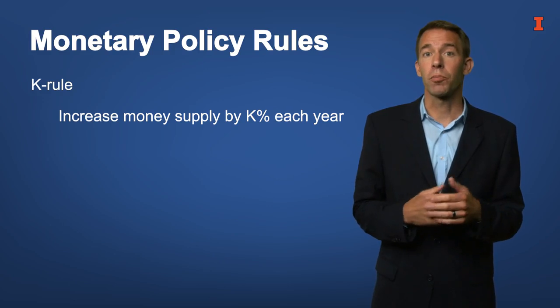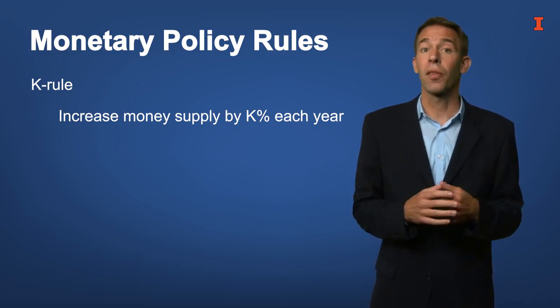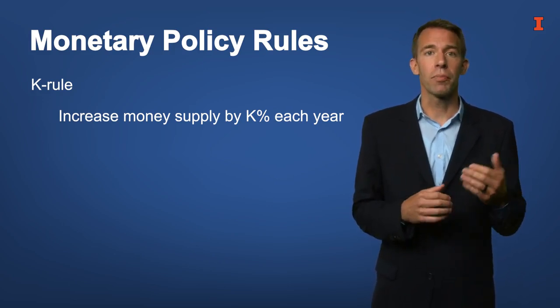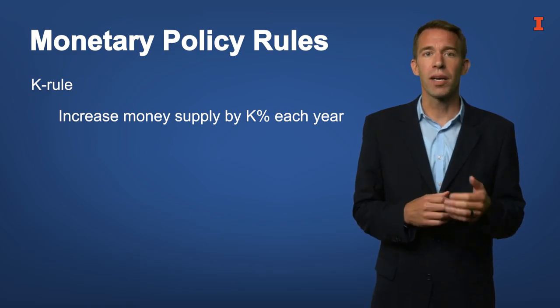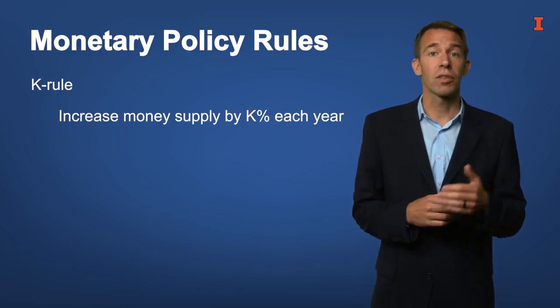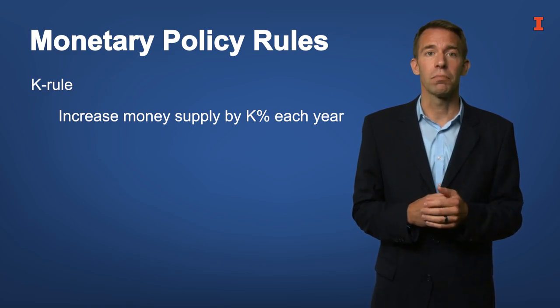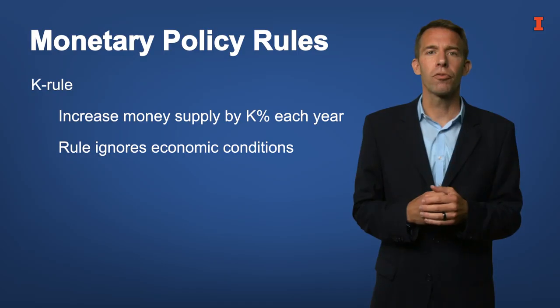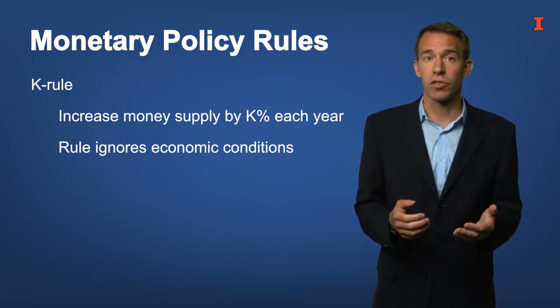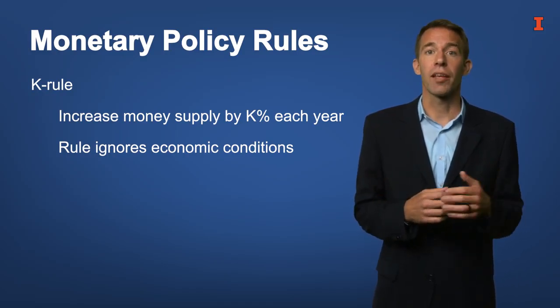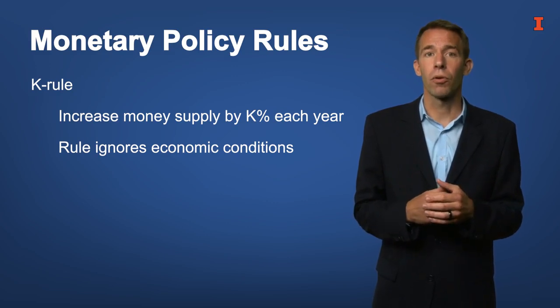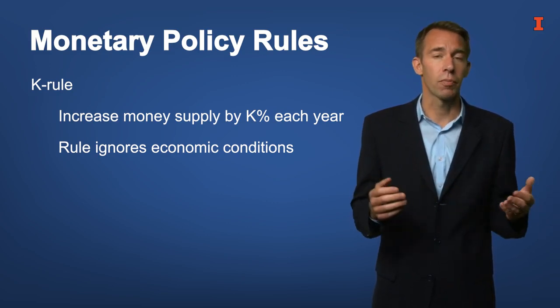Instead, Friedman proposed what is now known as the K rule. The central bank should simply increase the money supply by a constant K% every year, say 3%. Clearly, this rule ignores economic conditions. The central bank has no leeway and just follows the pre-programmed algorithm.